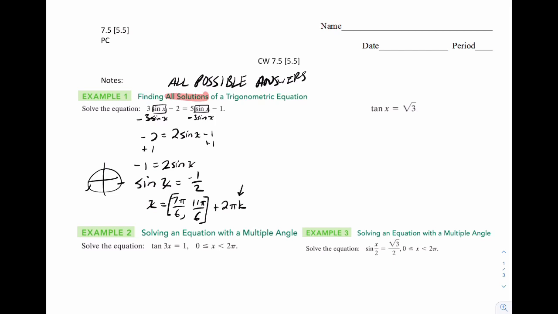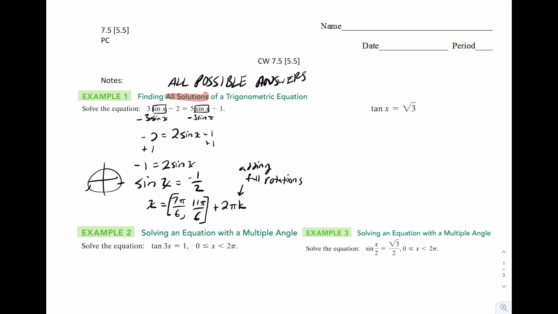And what the 2 pi k means is it's basically adding full rotations or full circles to our answer. So essentially, if you ever see "find all possible answers" or "find all solutions," you just have to add a 2 pi k to your answer, and that covers every possible answer.